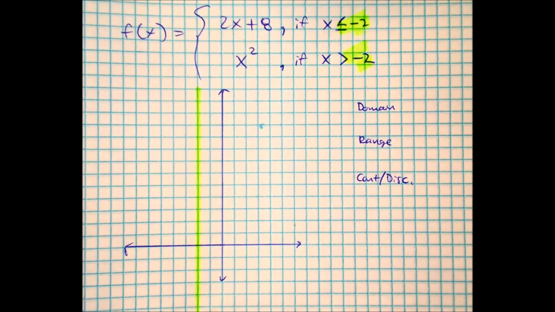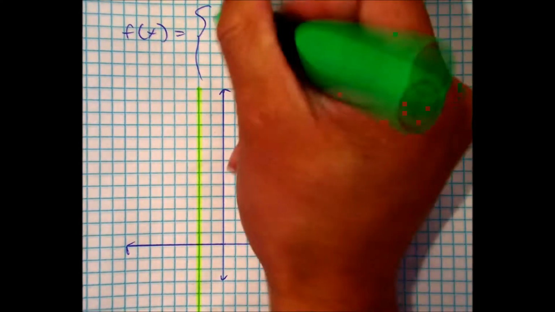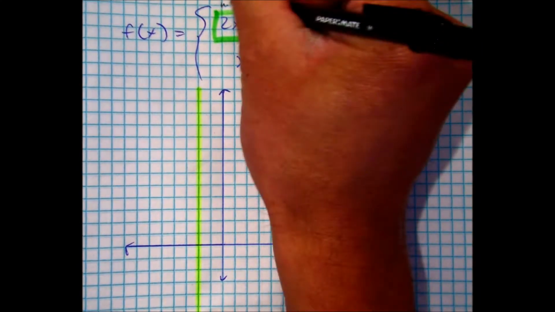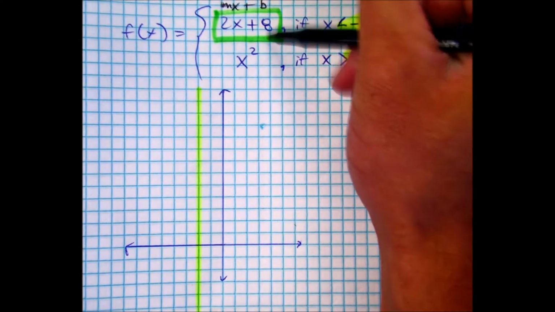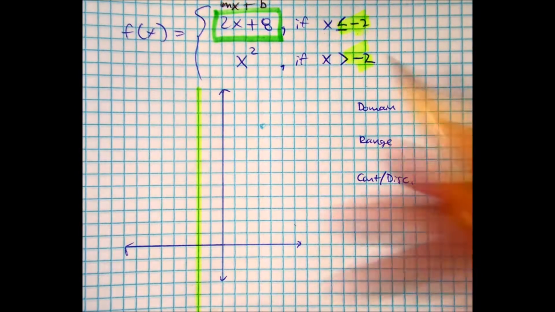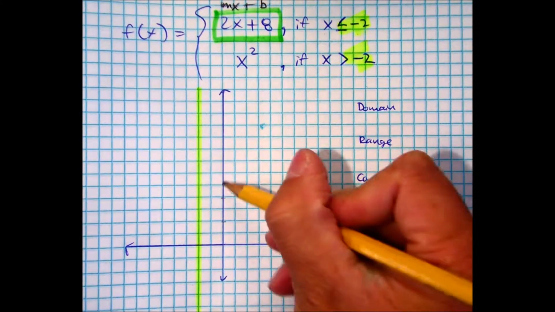Alright, pick our favorite color, green. This one will be green. 2x plus 8 in the form of slope-intercept form, mx plus b. So my y-intercept is 8, positive 8. Use a pencil so you can erase. 2, 4, 6, 8.